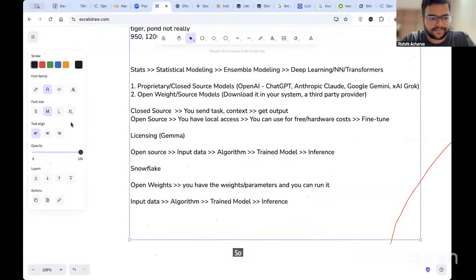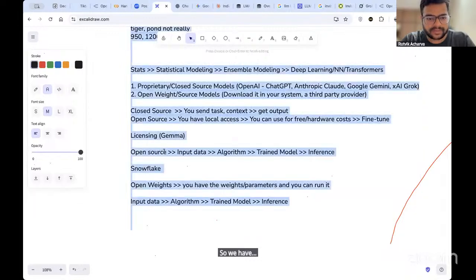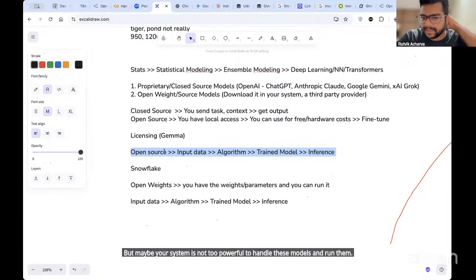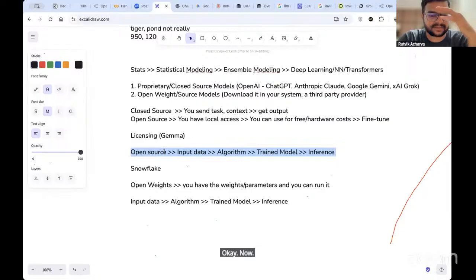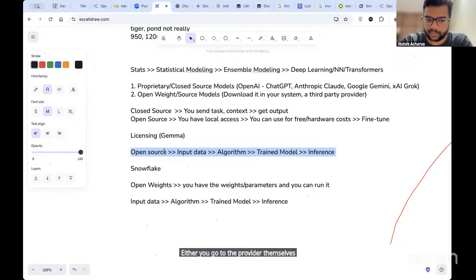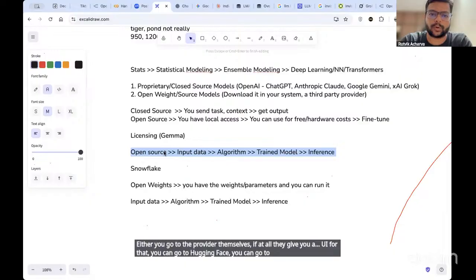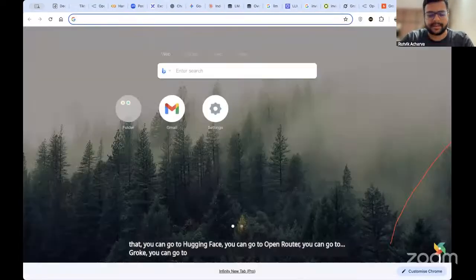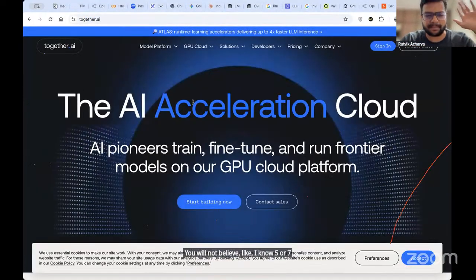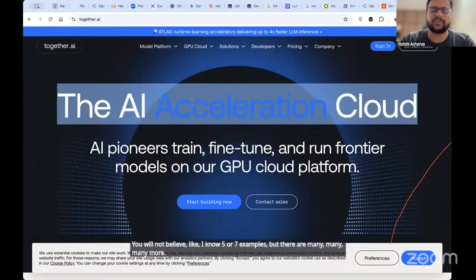So we have understood open source models. They can be downloaded, but maybe your system is not too powerful to handle these models and run them. But they are open source, which means you still need to access them somehow. Either you go to the provider themselves, if at all they give you a UI for that. You can go to Hugging Face, you can go to Open Router, you can go to Groq, you can go to Together AI. You will not believe, I know 5 or 7 examples, but there are many, many, many more. So there are a lot of providers.